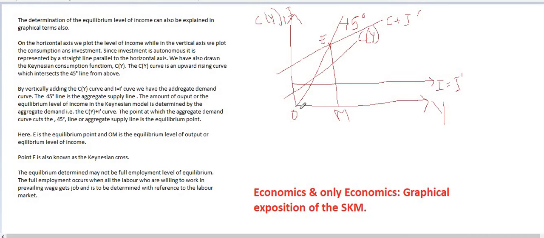This equilibrium level of output may not be the full employment level of output. Why? Because full employment means all the laborers who are willing to work at the prevailing wage will get a job. But for that we need the reference of the labor market, and in the simple Keynesian model there is no reference to the labor market. So this OM may not be the full employment level of output. But the simple Keynesian model tells us how the equilibrium level of output is determined by the aggregate demand curve.